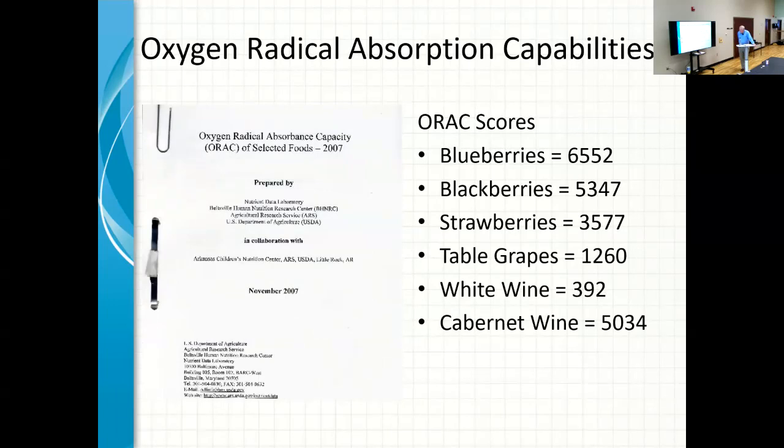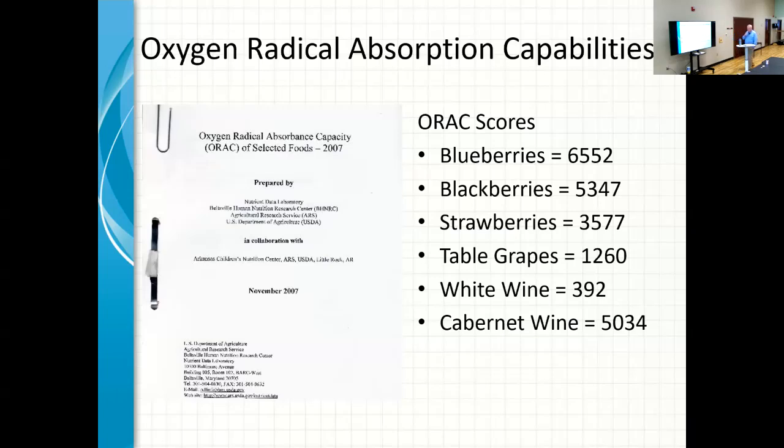This pamphlet on the left is prepared by the Department of Agriculture right down in Beltsville, Maryland. It's called the Oxygen Radical Absorption Capabilities of Selected Foods. This particular one was created in 2007. The scores on the right-hand side are certain foods that are in my particular diet. I eat a lot of blueberries, blackberries, strawberries, table grapes. Imagine you can eat some blueberries and it will eliminate over 6,000 units of oxygen in your body.